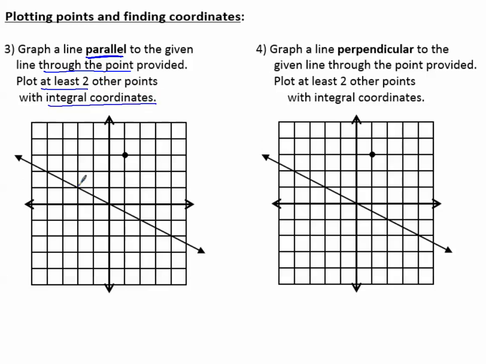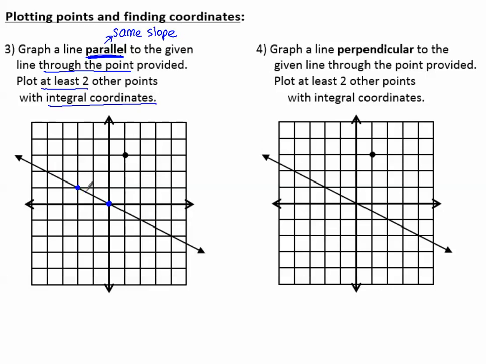Integral coordinates mean they cross at a vertical and horizontal line, kind of like this point right here on the line and this point right here on the line have integral coordinates. This point would not, because it only crosses through a vertical line, not also a horizontal line. So remember, when we're finding a line that is parallel, it needs the same slope. So let's start by finding the slope of the given line.